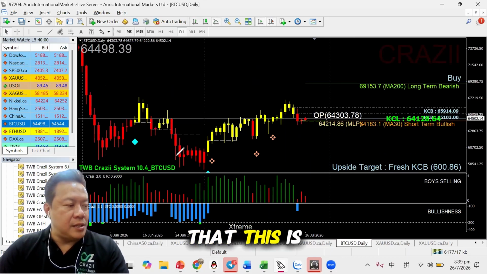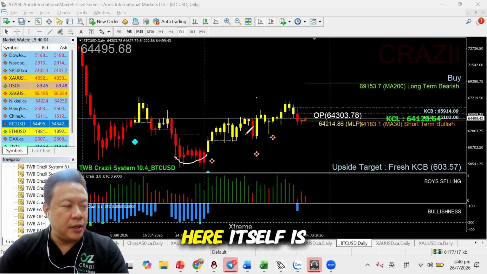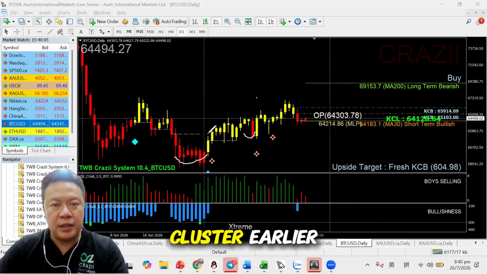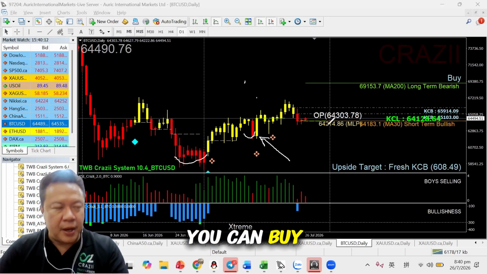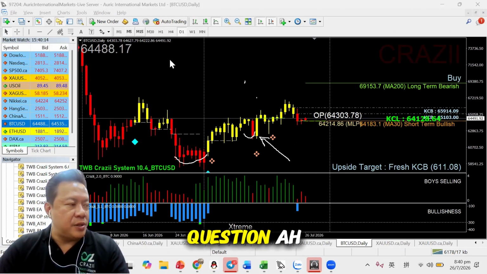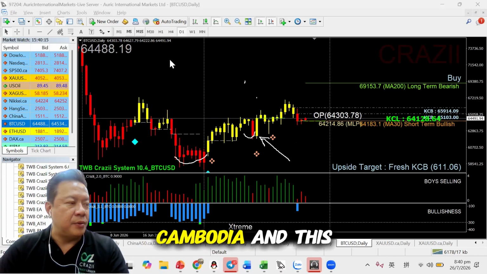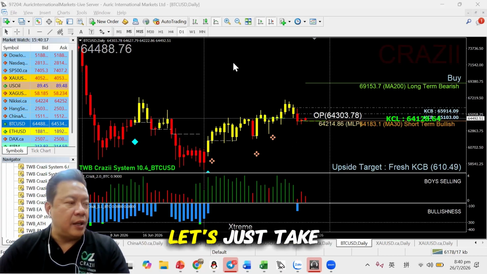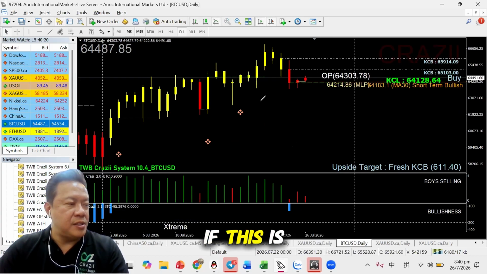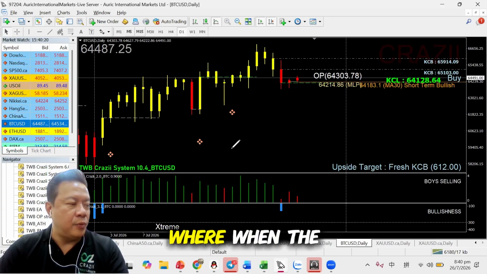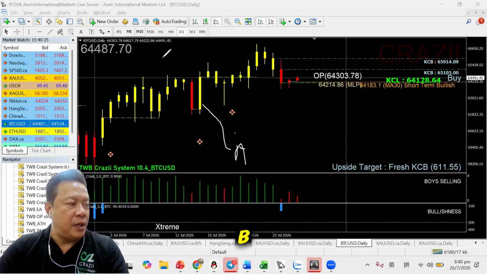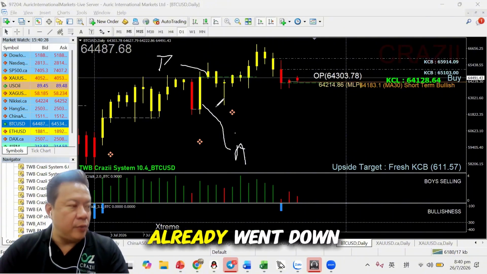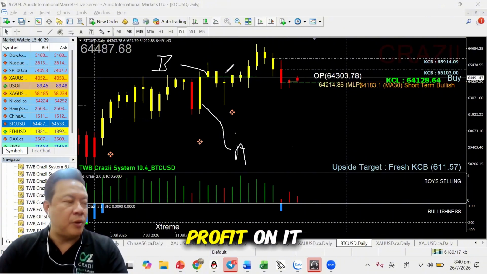You can see that this is a cluster of red, but the red here itself is higher than the red cluster earlier. So that's why the very next day, once the color turns to yellow, you can buy. Now, some people will ask this question, which happened just now in Cambodia and Vietnam. Okay, let's just take a hypothesis here. If this is A, where when the market opens and trades above, you buy, or you wait for B, where the market already went down, already people took profit on it.